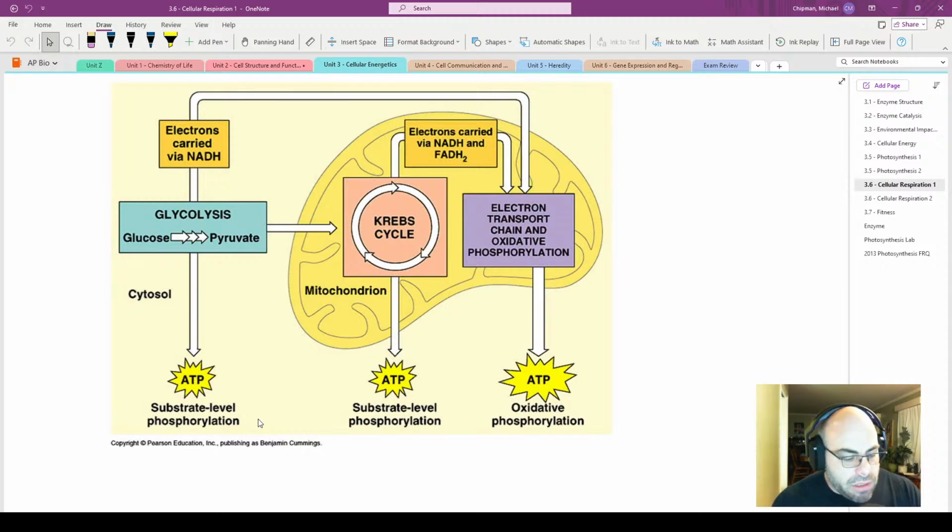Because it's one of those things that I tell them. It's like, hey, if you have this, then you can know the whole thing. So here's glycolysis again, glucose to pyruvate. There's some ATP being made here, but not very much. And if there's oxygen, this pyruvate is going to go into the Krebs cycle.